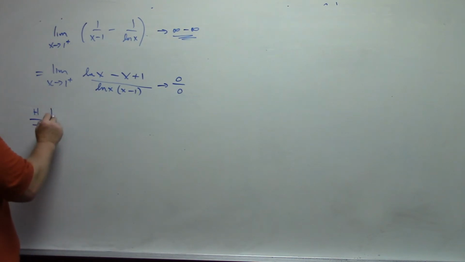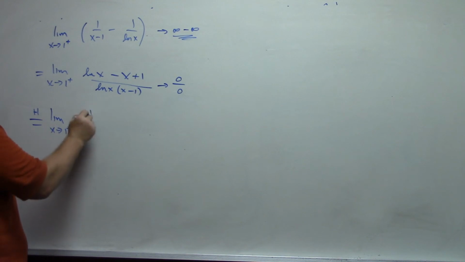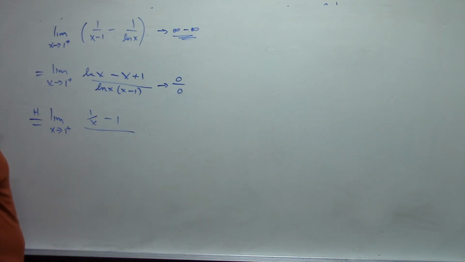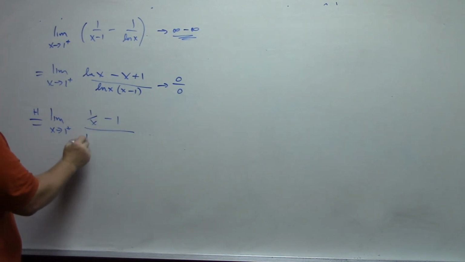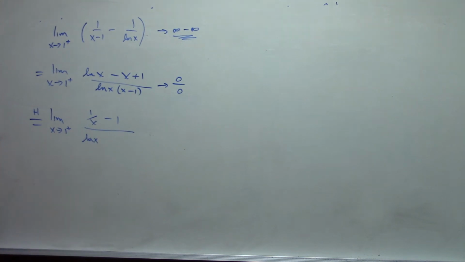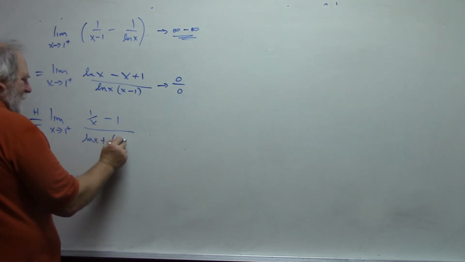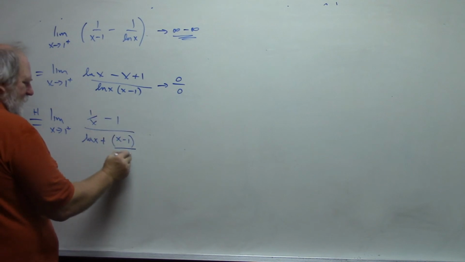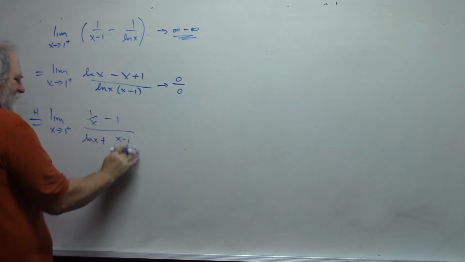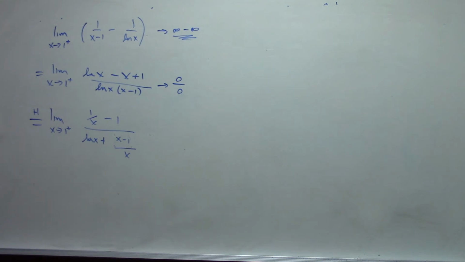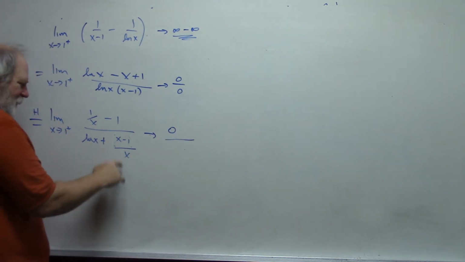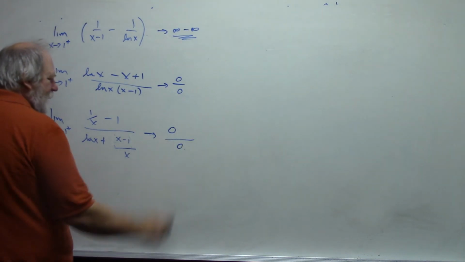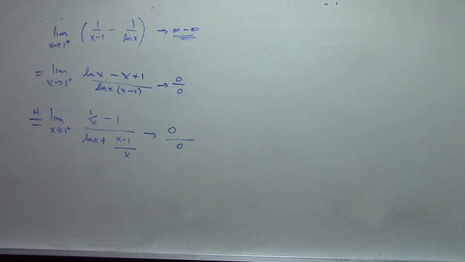And so that gives me 1 over x minus 1 over, I have to use the product rule in the denominator, first times the derivative of the second, which is 1, plus the second times the derivative of the first, which is plain old x, 1 over x. When I take this limit to see what happens, my numerator is still approaching 0. My denominator is approaching 0. It is still 0 over 0 form.